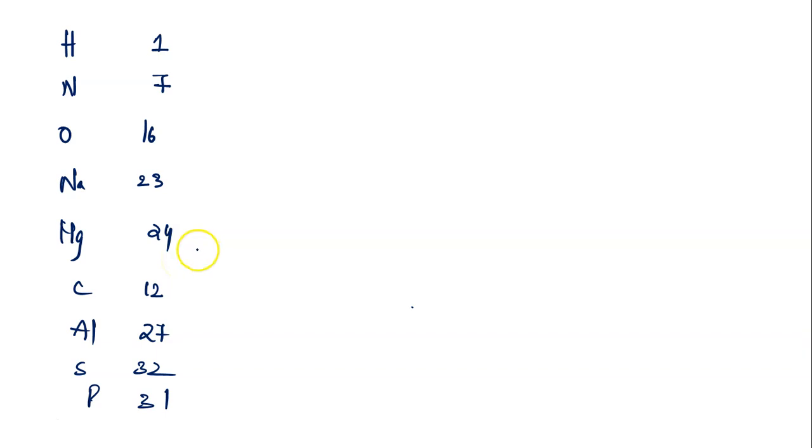Okay, done. So there's one error here. Atomic mass of nitrogen is not 7, it's 14. Atomic number of nitrogen is 7. I'm so sorry for that, right? So let's go on now.